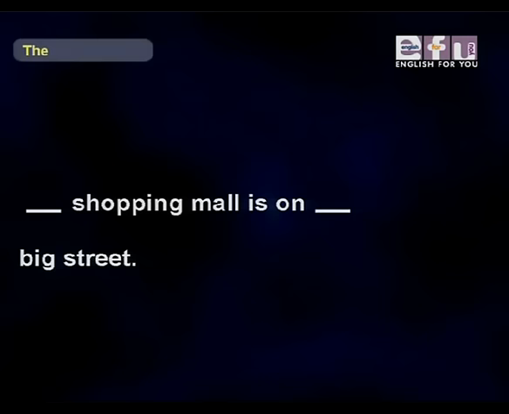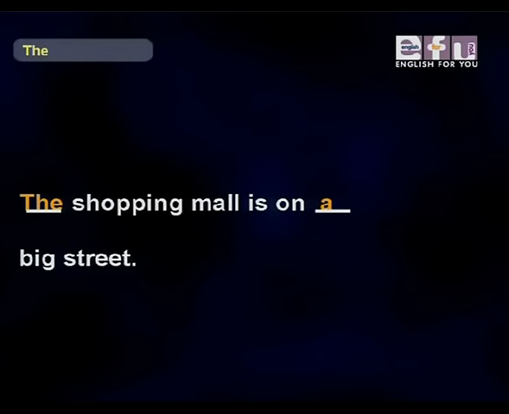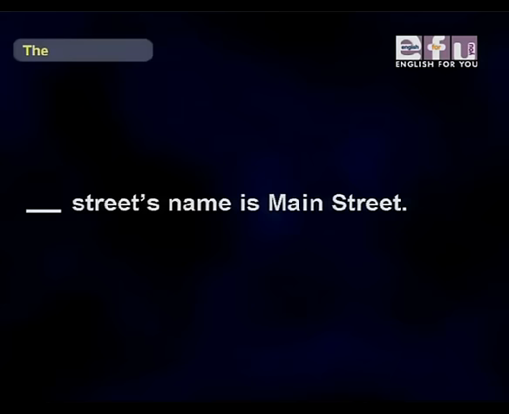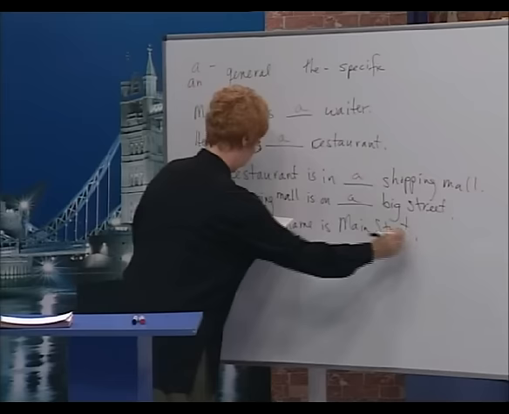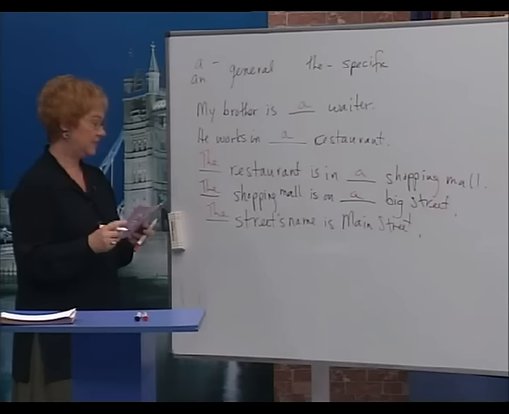Okay. Next. Shopping mall is on big street. Okay, Lisa. The shopping mall is on a big street. Yes, okay. Now, why is it the shopping mall? It is specific. Yes, now we've seen it again. And why is it a big street? Because we don't know the big street. Yes, that's good. All right. Now, street's name is Main Street. Okay, Ali. The street's name is Main Street. And why is it the? It is specific. Yes, very good. The street's name is Main Street.